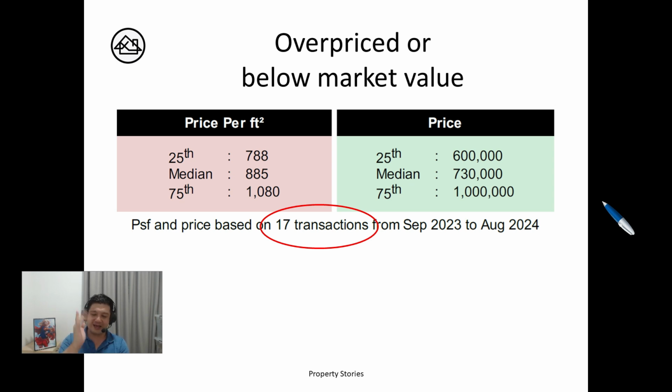Most likely, that 1 million is a markup. That you can tell. Once you see a transaction like this, you can tell. So don't be so happy and say, hey, I also want to sell at 1 million. Of course, you can say you want to sell at 1 million, but whether you can sell or not is another story. That is what I want to share with you.